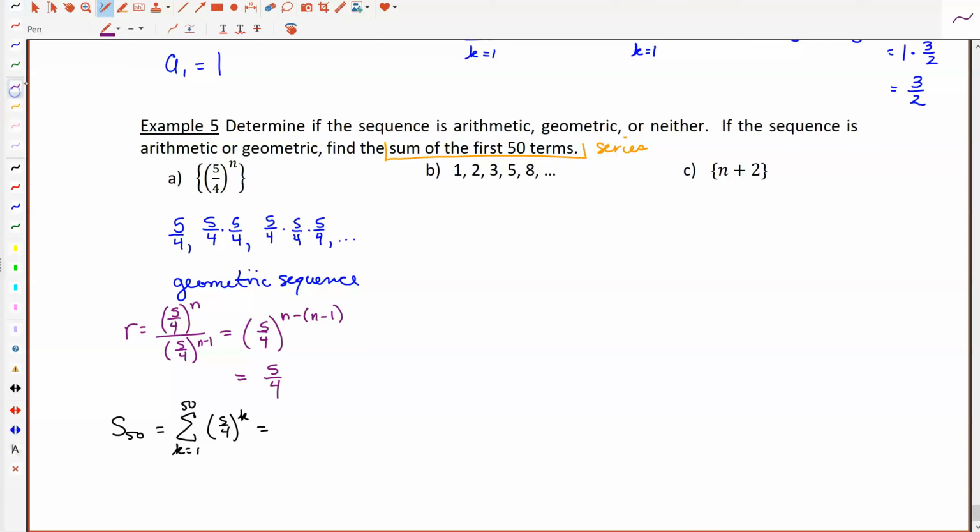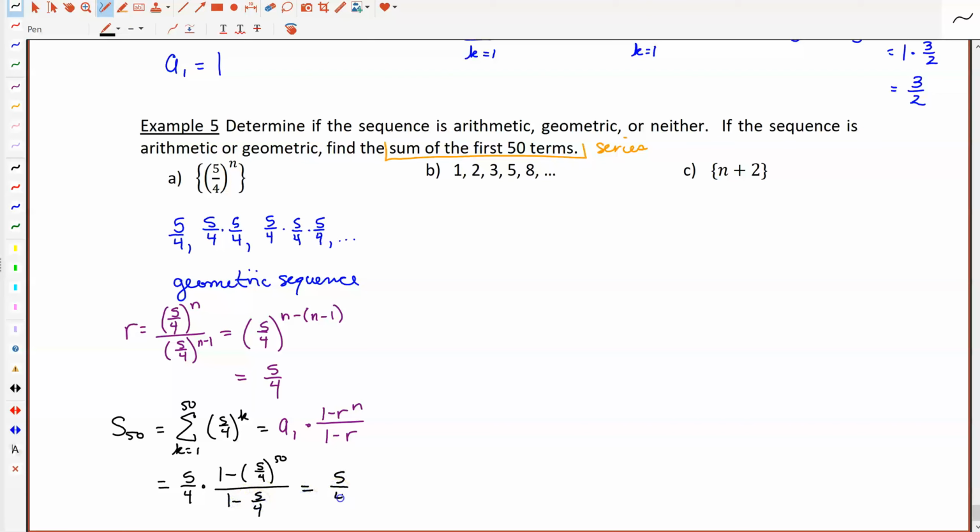I'm going to include in here a little digression about what that formula was. That was a sub 1 times 1 minus r to the nth power over 1 minus r. So for this particular problem, that sum would be my first term, which is 5/4, times 1 minus 5/4 to the, my value for n is going to be 50, over 1 minus 5/4.